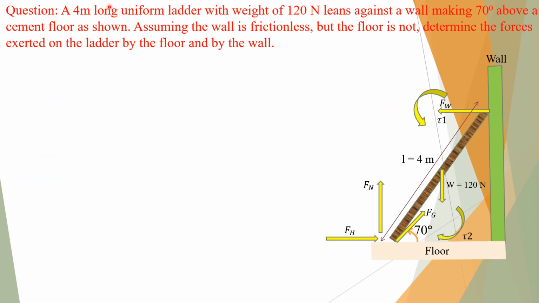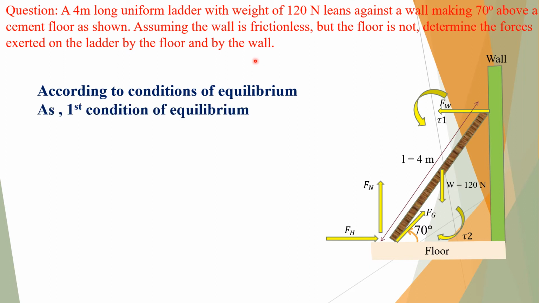Question. A 4-meter long uniform ladder with weight of 120 Newton leans against a wall making 70-degree angle above a cement floor as shown. Assuming the wall is frictionless but the floor is not, determine the forces exerted on the ladder by the floor and by the wall. According to conditions of equilibrium, as first condition of equilibrium, summation of all the forces is equals to 0. Summation of forces along x-axis is equals to 0.